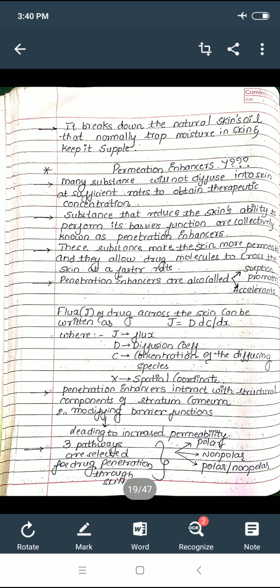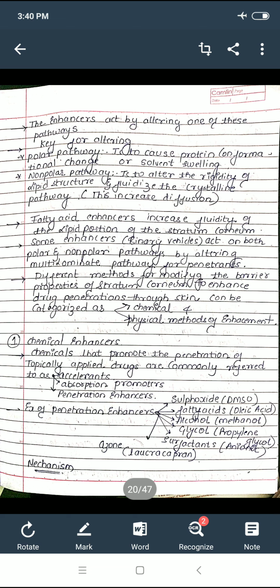There are three pathways which are used for drug penetration through the skin, that is polar, non-polar or a polar non-polar. The enhancer acts by altering one of these pathways. The key for altering a polar pathway is to cause a protein conformational change or a solvent swelling. In case of non-polar pathway, it is to alter the rigidity of the lipid structure and fluidize the crystalline pathway. This increases the diffusion.